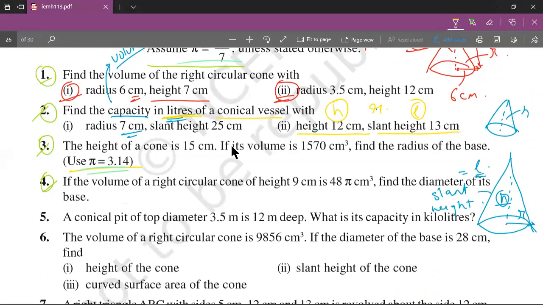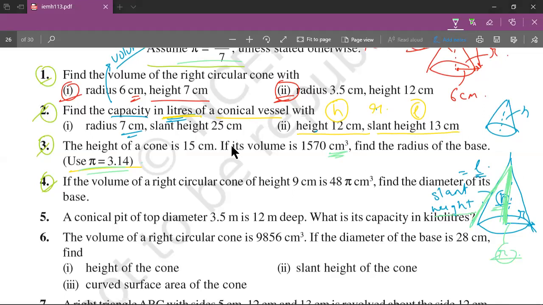The height of a cone is 15 centimeter. Now slant height and height, as I've told you before, slant height is this. This is the slant height. This is the height. So height of a cone is 15 centimeter. If its volume is 1570 centimeter cube, find the radius of the base. We have to find the radius. Use pi is equal to 3.14. Okay, this is a very simple statement and we can solve this very easily.